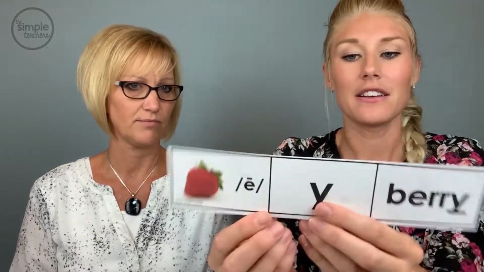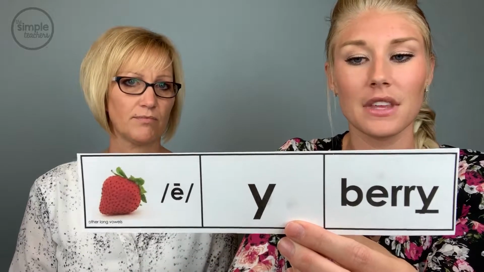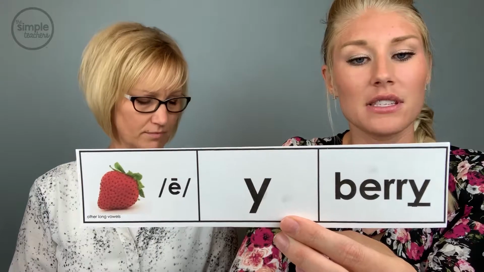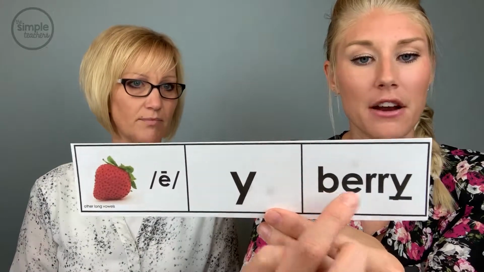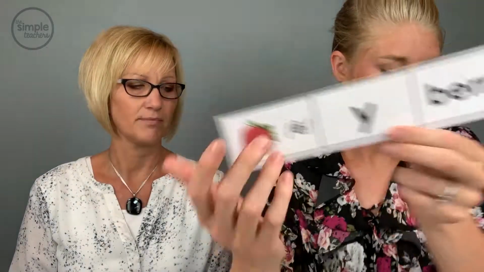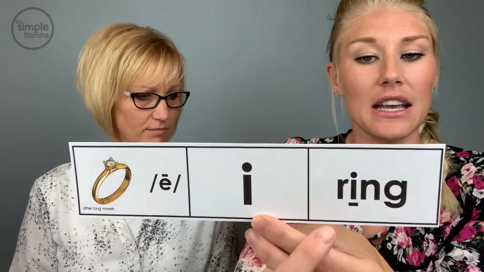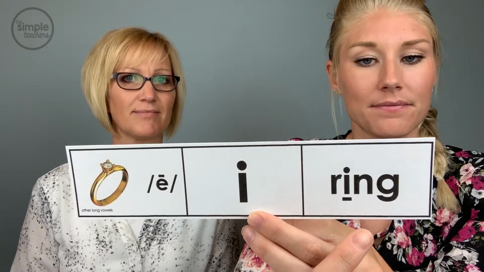There's another spelling of the sound E. The sound E can be spelled with the letter Y. Listen for the sound E in the word berry. Another spelling for the sound E. The sound E can be spelled with just the letter I. Listen for the sound E in the word ring.